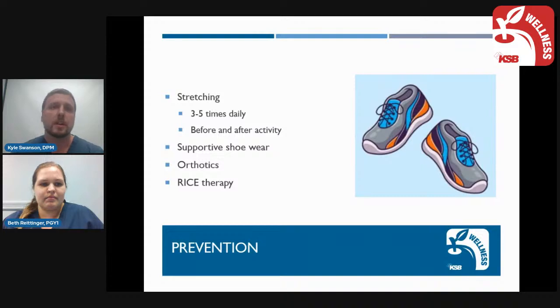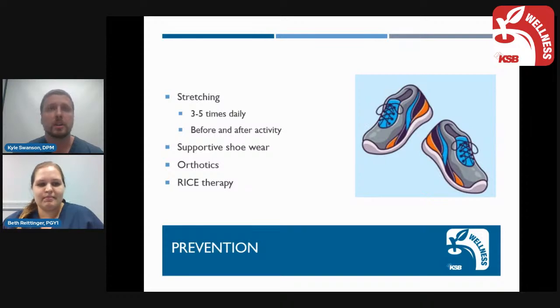Some of the prevention, and what can we do to help prevent these conditions? Well, as Dr. Reidinger mentioned, stretching is going to be one of the most important things. We typically recommend stretching 3 to 5 times a day before and after activity, and even before you get out of bed in the morning can be helpful. The main thing is we want to really increase that flexibility in the back of our legs, which will help prevent some of those conditions we've talked about.